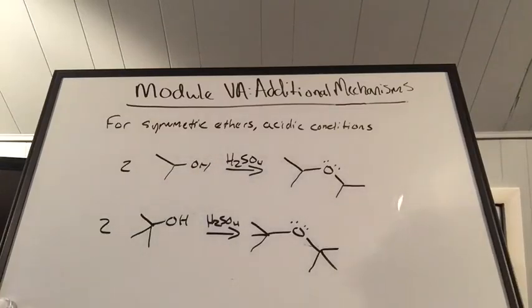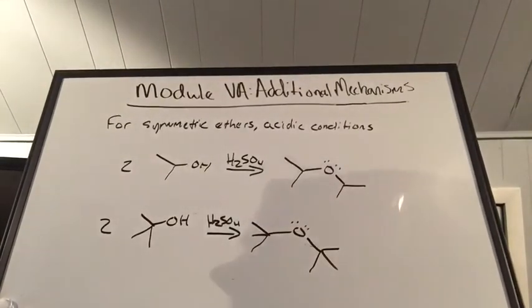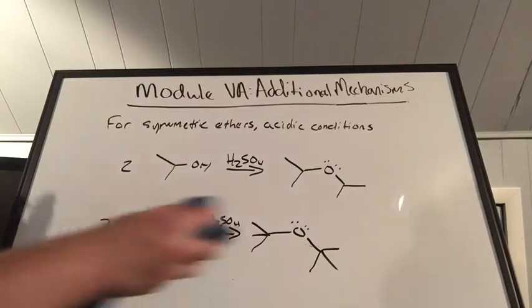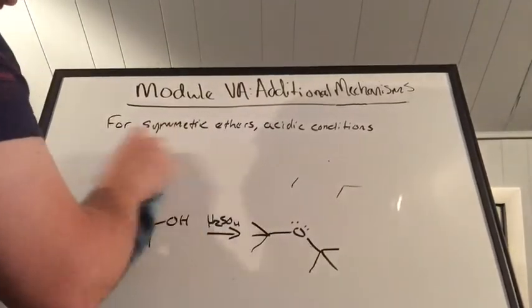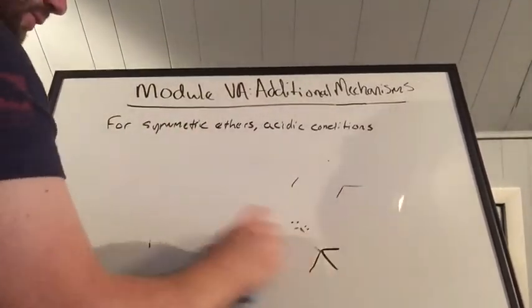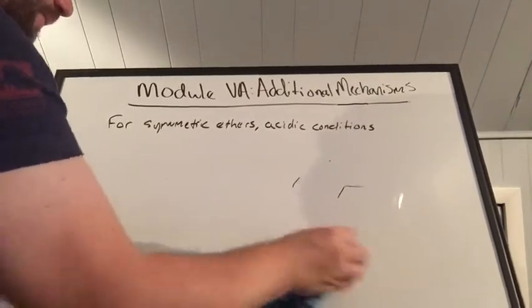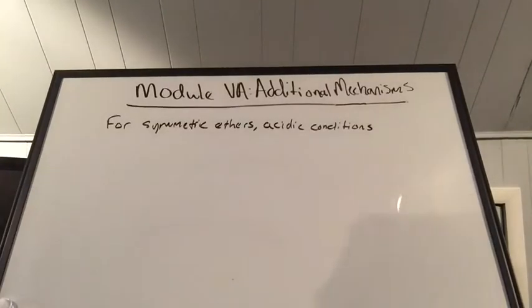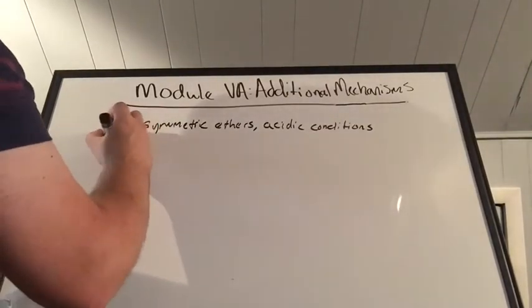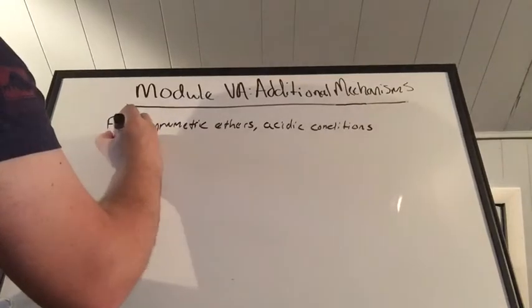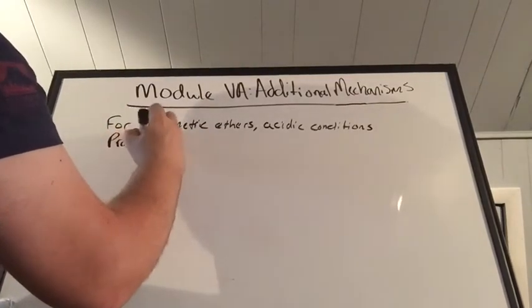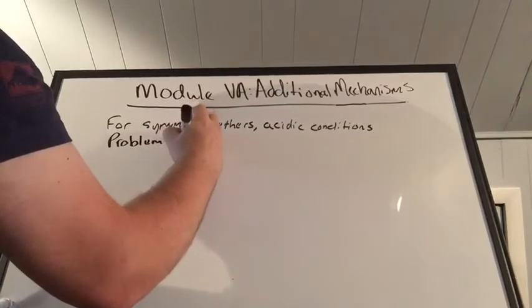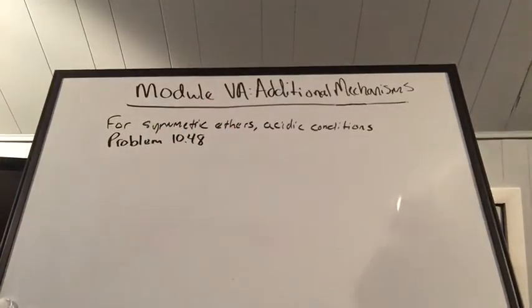So you can kind of get a mess from this if you go with an asymmetric ether and use acidic conditions, and I'll show you why. I'll go through the mechanism so you can deduce why it can get a little messy here. So problem 10.48 in your text on page 559.